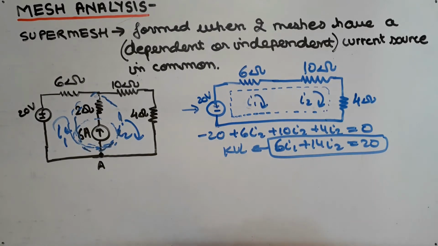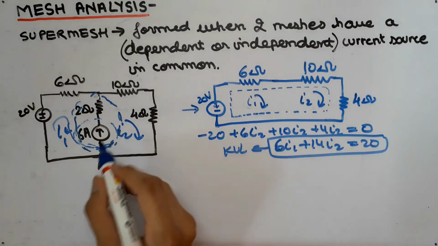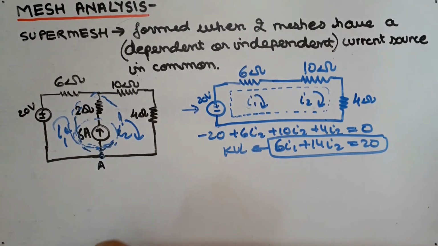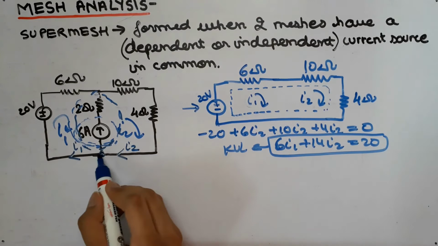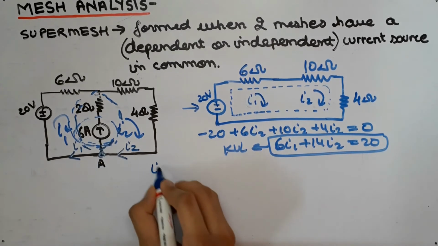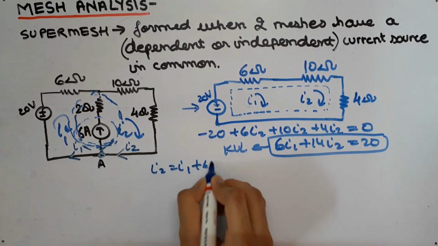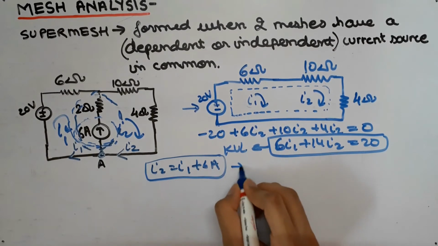So now we are going to do the second step. That is, at node A we will write the KCL equation. By looking at node A, we can write that I2 is equal to I1 plus 6 ampere. This is our KCL equation.